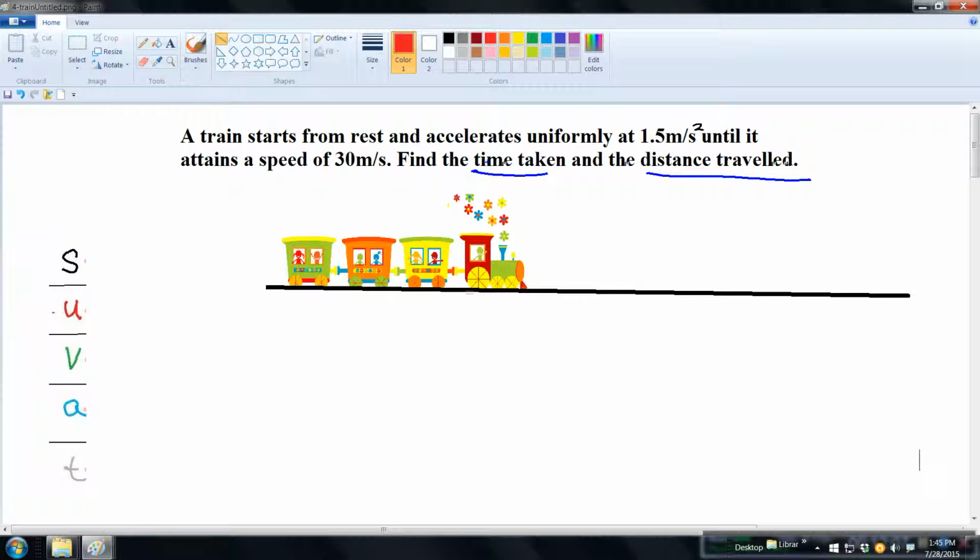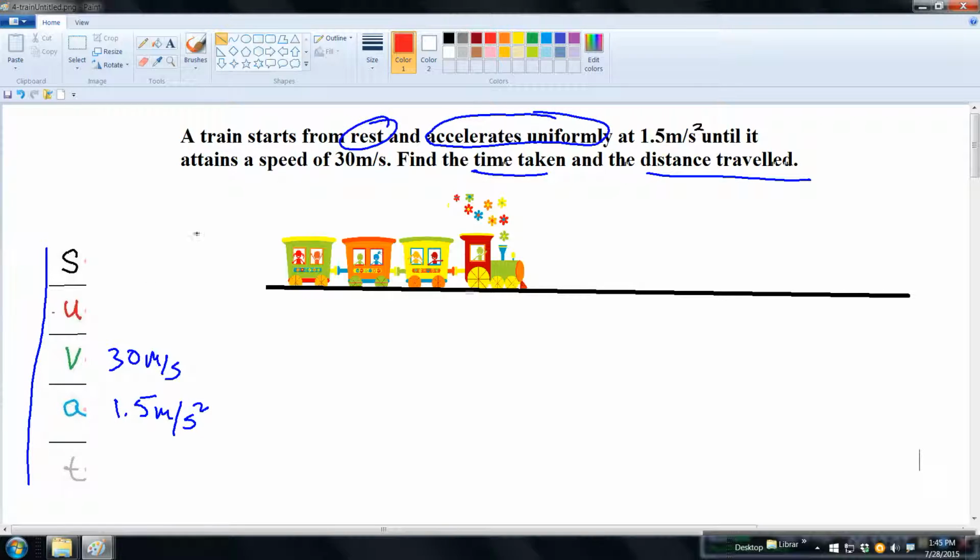Okay, so for the time taken, first we got to make sure we got a SUVAT or a kinematic problem where we can use SUVAT, and yes, we've got constant acceleration. So we go ahead and write our SUVAT letters. Step 2, we fill in 3 out of the 5. So we've got 1.5 meters per second squared for acceleration. It attains a final speed of 30 meters per second. Okay, and it started from rest, so we have an initial speed of 0 meters per second.